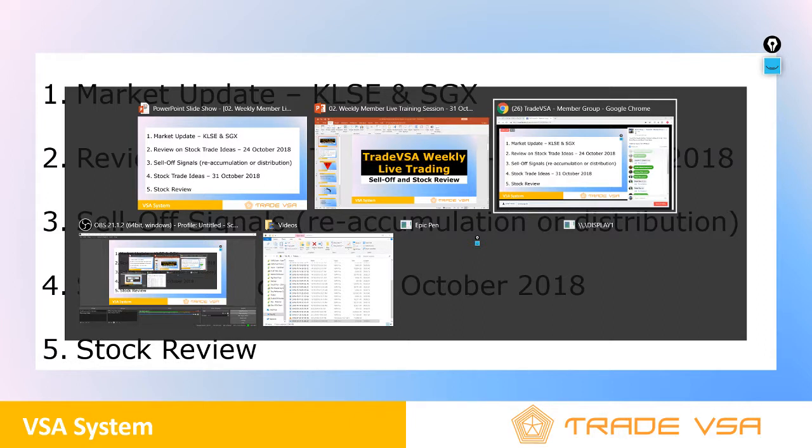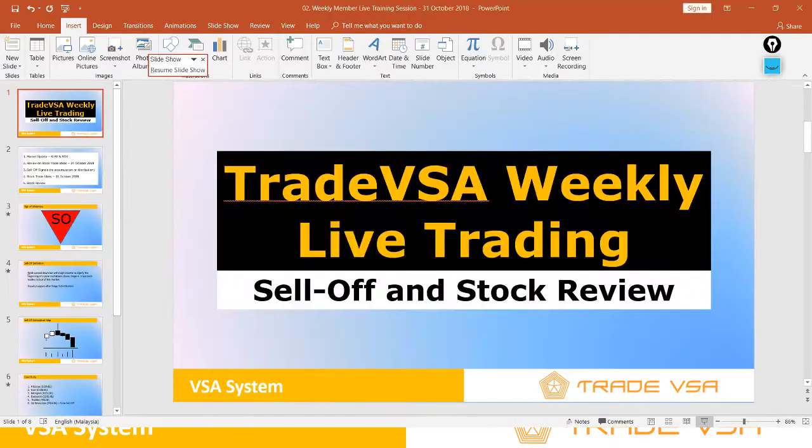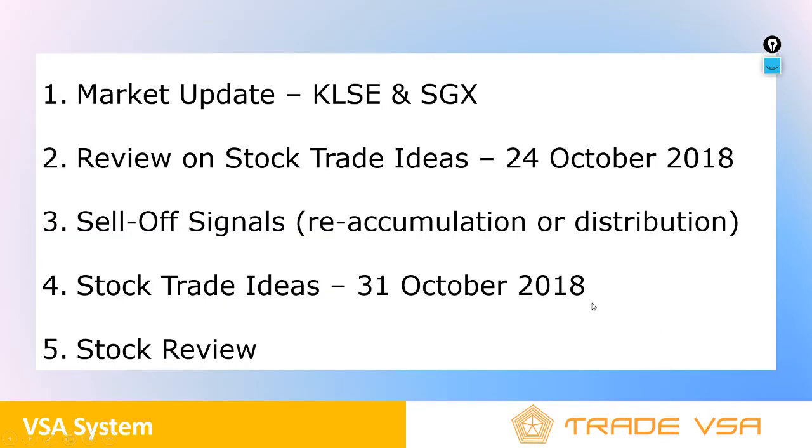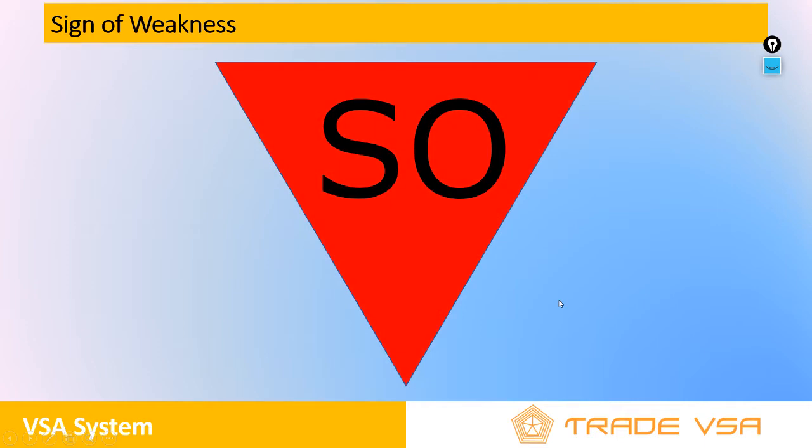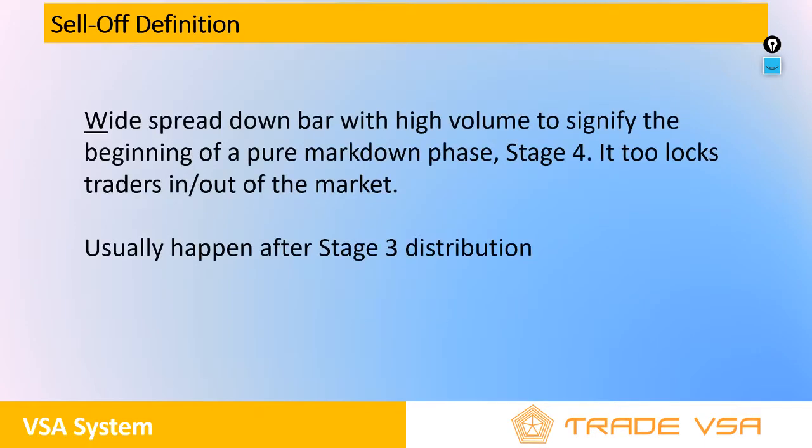First I will explain the sell-off. What is meant by sell-off? A sell-off is a sign of weakness. A very brief definition is a very wide-spread down bar with high volume, which indicates the beginning of the markup stage, which means stage 4. Usually this move is to lock in the traders after the change of hands between smart money and weak holders. If you have any questions, feel free to comment and I will try to explain.